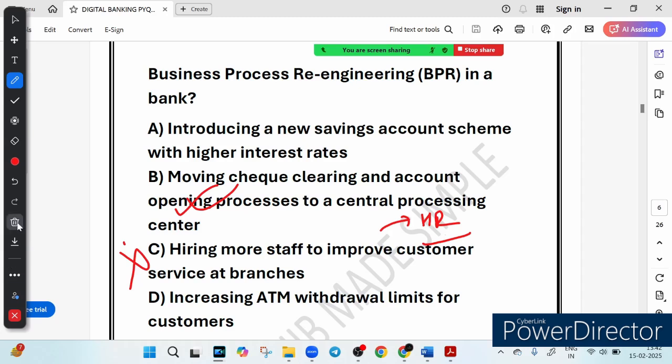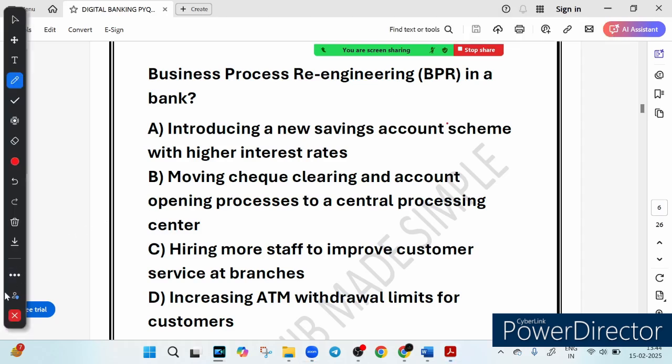Option number D says increasing ATM withdrawal limit for the customer. This is a policy change. Increasing the ATM withdrawal limit benefits customers, but it does not change the way banking operations are conducted. It is a simple adjustment to banking rules, not a major policy transformation or process transformation. So what we learned is that BPR is about redesigning processes to improve efficiency. The correct answer is option number B, right? That is moving check clearing and account opening.